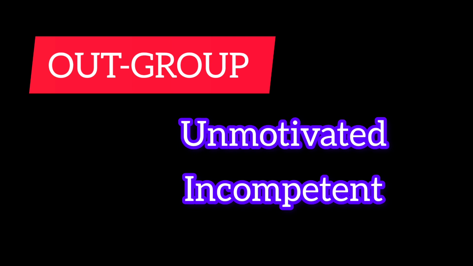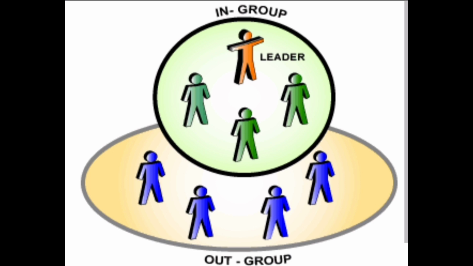Now going to the next group, that is the out group. So out group members are basically unmotivated, incompetent, and they don't receive any opportunities from their manager or the leader, and they receive less attention. They have fewer rewards, and they are managed by the formal rules and policies. So basically, a follower may also be granted in group status if the leader believes that person to be especially competent at performing his or her job.